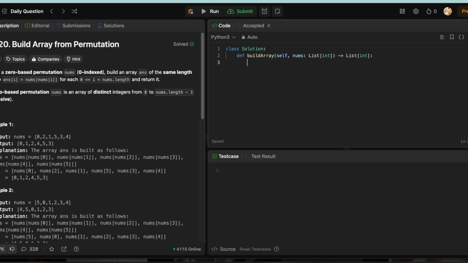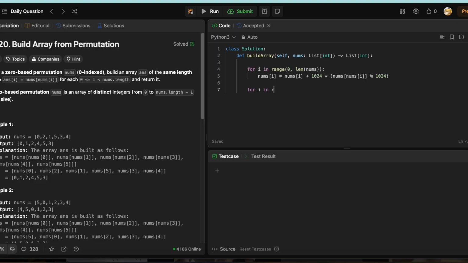First, we're going to need to iterate through the entire array. So for i in range 0 to the length of nums, we're going to say that the current element is going to be equal to the number of itself plus 1024 times nums of i modulo 1024. And 1024, you could choose 1050, any number that's larger than the upper bound of what the values in nums can be.